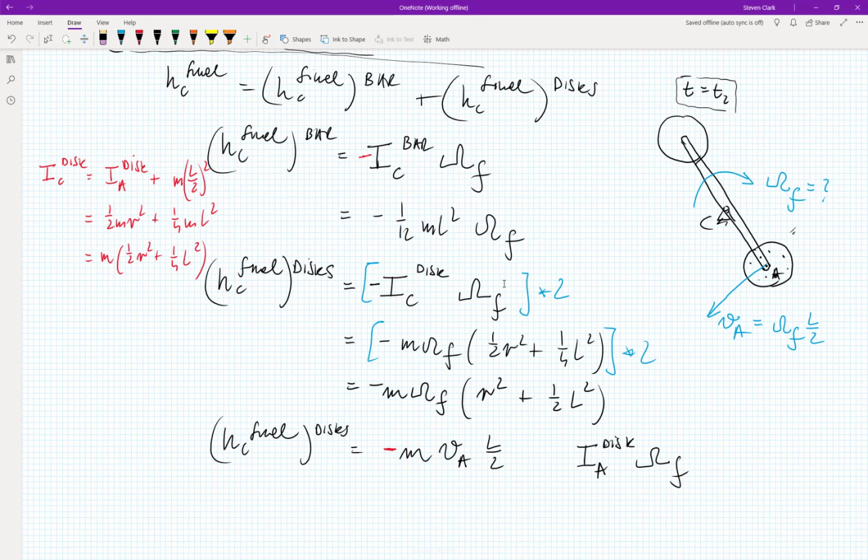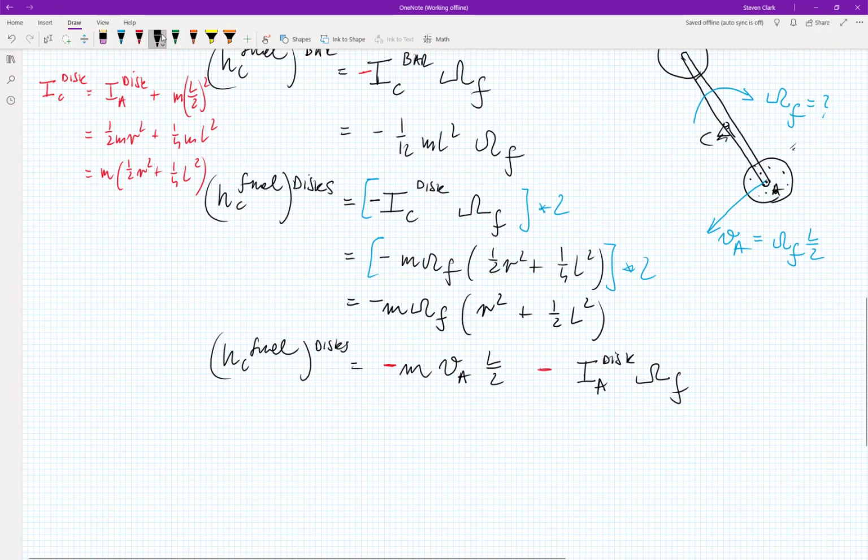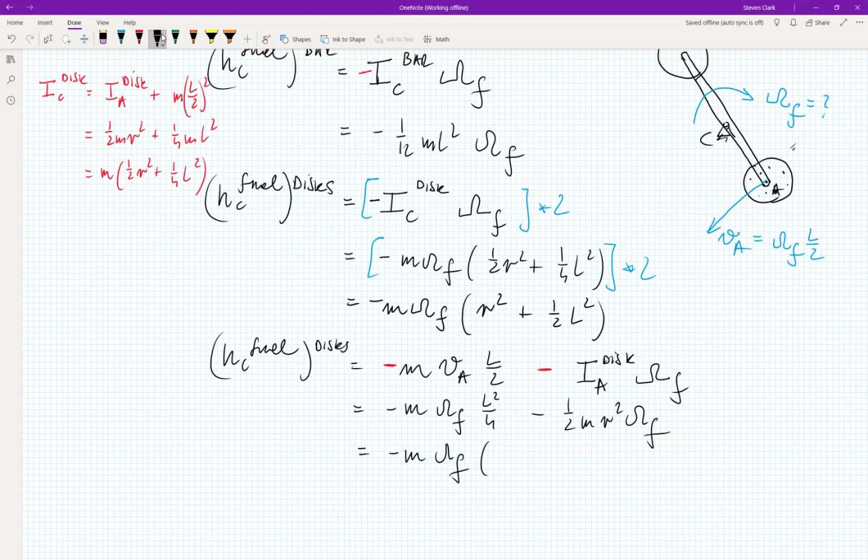One typo: negative, yeah? So that was actually my point of showing you these two definitions, because that was the most confusing part for me when I was learning about angular momentum. Okay, guys, let's see if we end up with the same answer. So here we should have minus m omega final L squared divided by 4 minus 1/2 m r squared omega final. So this is equal to minus m omega final times L squared divided by 4 plus 1/2 r squared, times 2, because we have two disks.